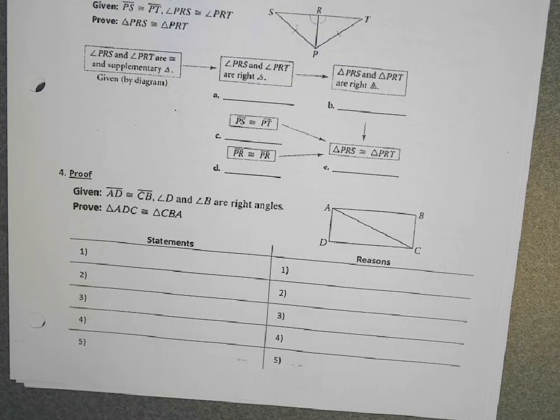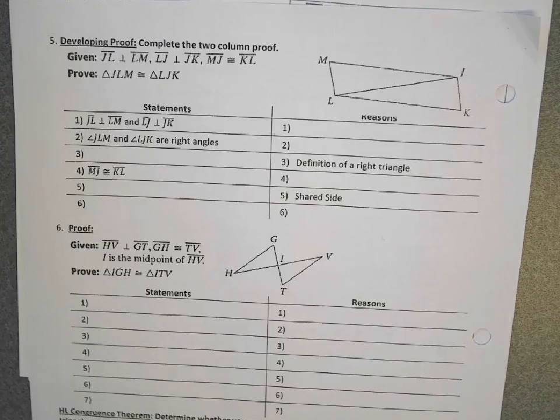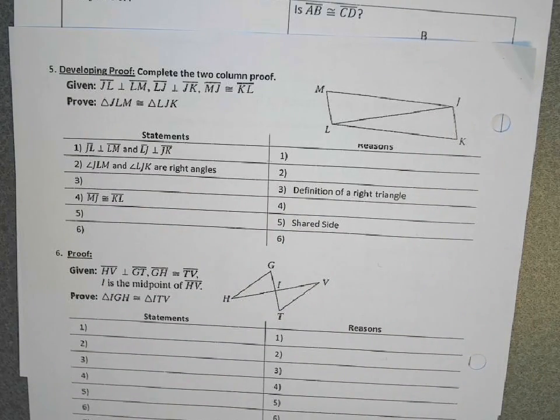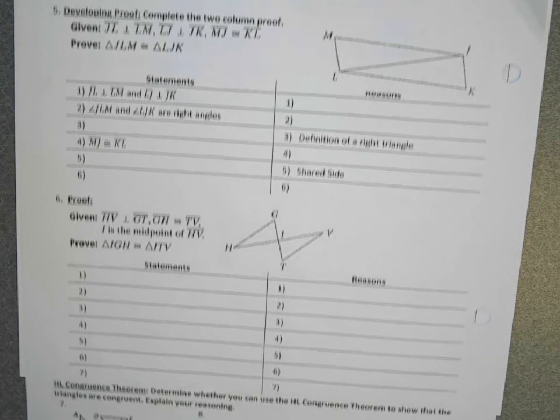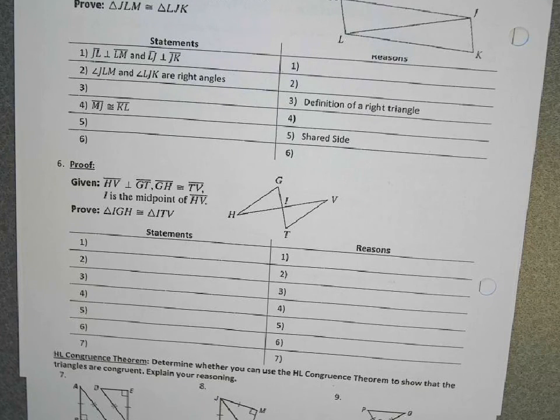Number 4 is another proof. 5 is a guided proof. There are some hints in there that should help you. That one's a little bit trickier. Number 6 is another one. And then the rest of them are determining whether or not you can use the HL theorem. And 10 and 11 are story problems with diagrams that look like triangles, so you don't even have to pretend that they're story problems. Or I guess you can pretend that they are not story problems, is what I'm saying. So if you have questions, let me know.